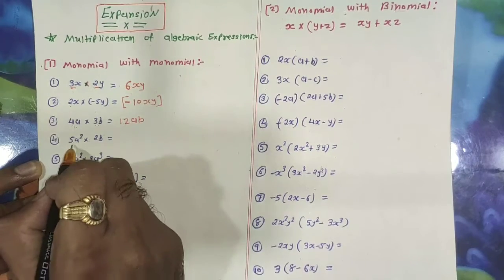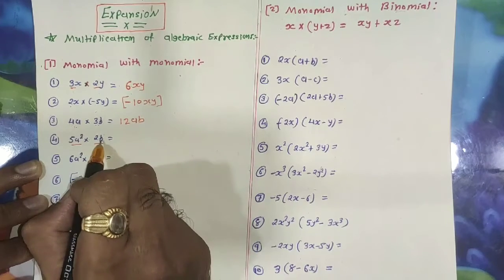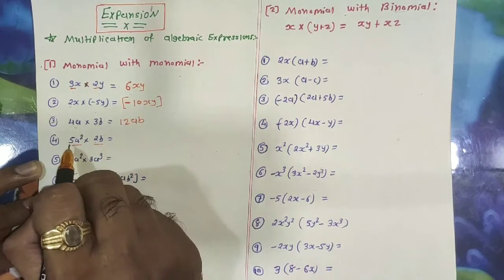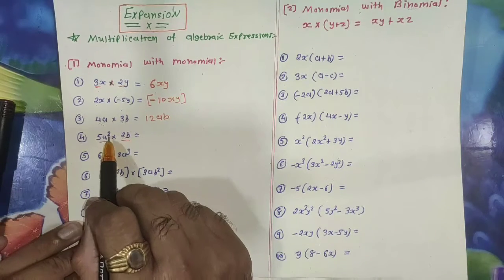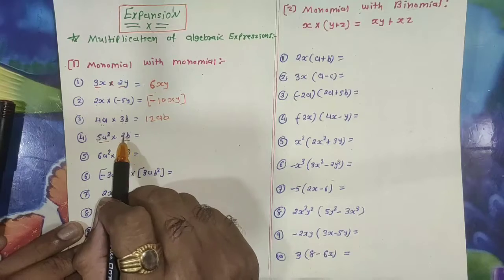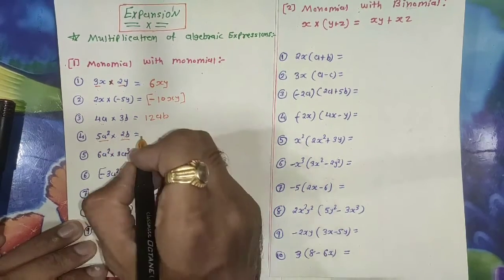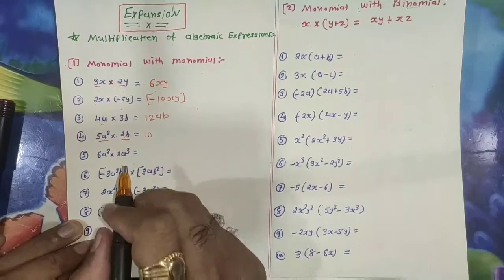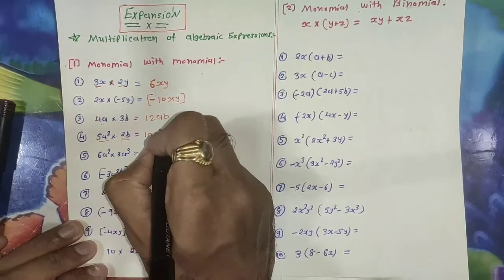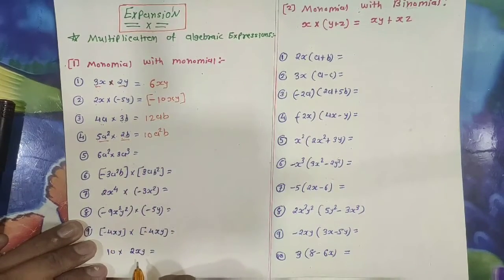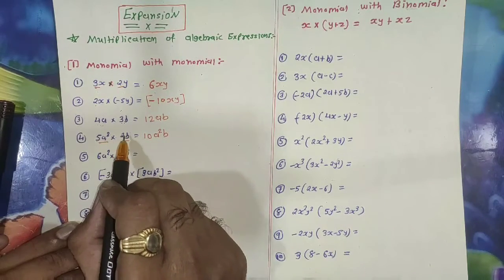Similarly, here 5a square and 2b are there. The coefficient of a square is 5, and the coefficient of b is 2. For the multiplication of these two terms, first we perform the multiplication of the coefficients, which is 5 twos are 10. Then we perform the multiplication of the variables, which is a square into b, which is nothing but a square b. Here the two variables are different, and that's why we write a square multiplied by b as it is.